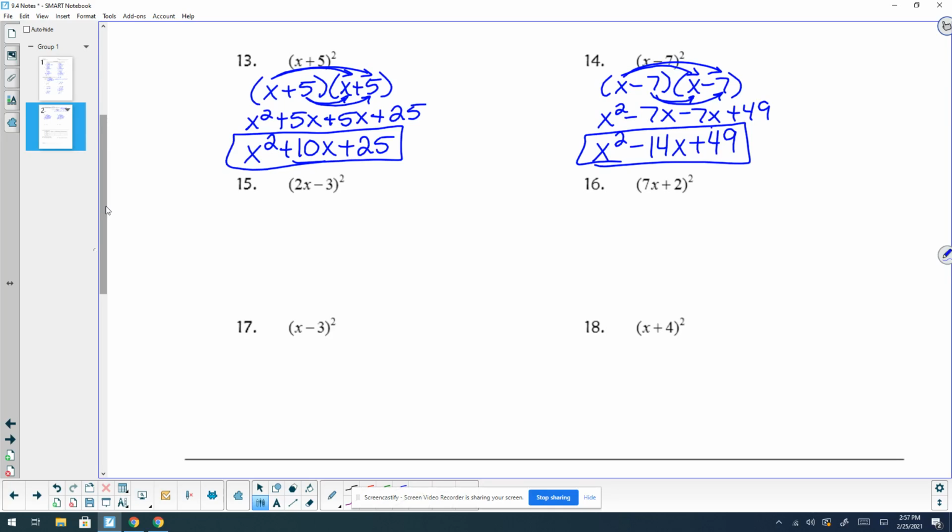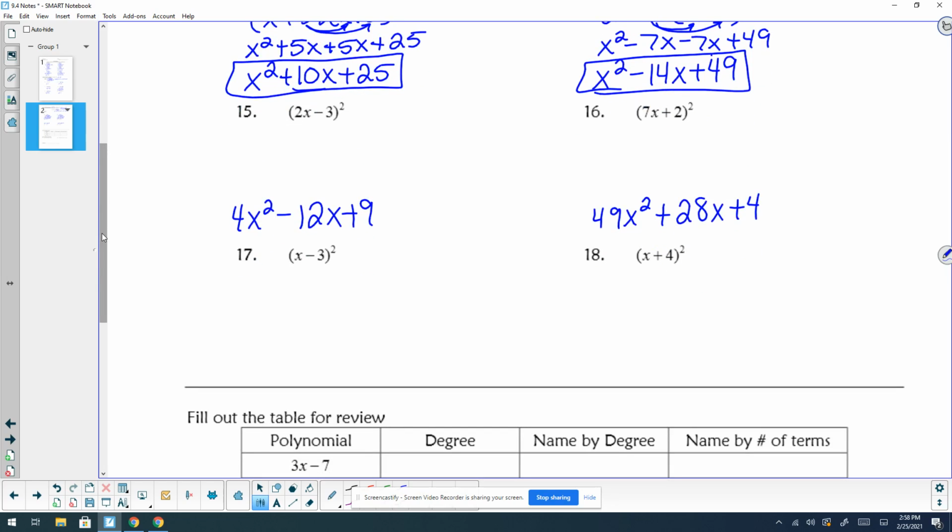So if you use the pattern, it would be 4x squared minus 12x plus 9. This would be 49x squared plus 28x plus 4. 17 would be x squared minus 6x plus 9. And 18 would be x squared plus 8x plus 16. Okay?